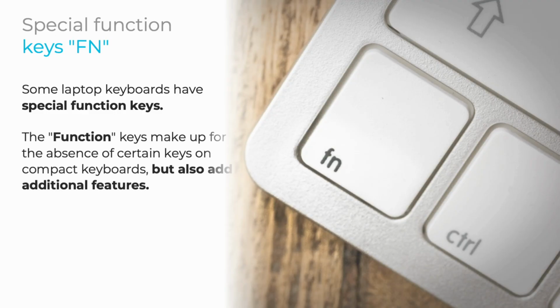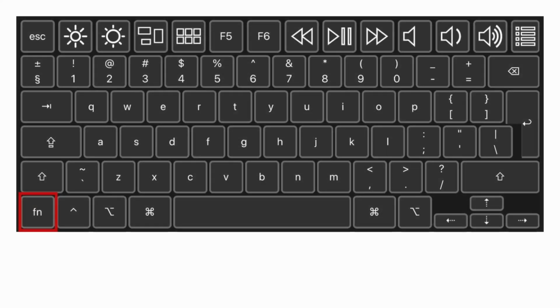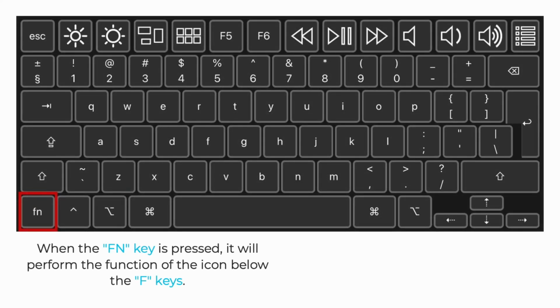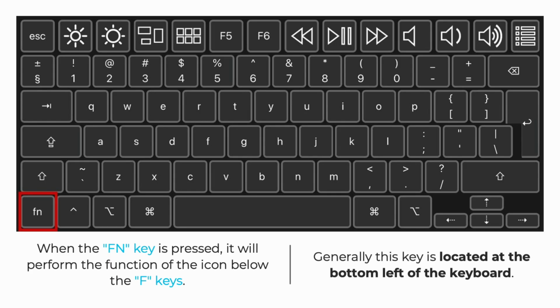This function key makes it possible to compensate for the absence of certain keys on compact keyboards, but also to add additional features. When the FN key is pressed, it will perform the function of the icon below the F keys. Generally, this key is located at the bottom left of the keyboard. So we're going to break down some of these features.